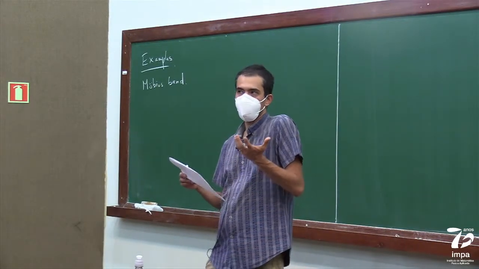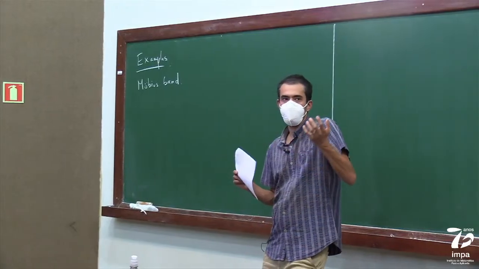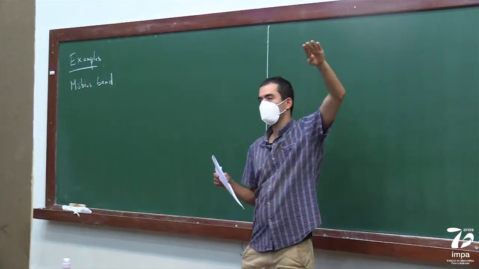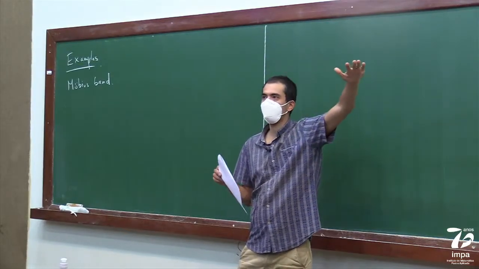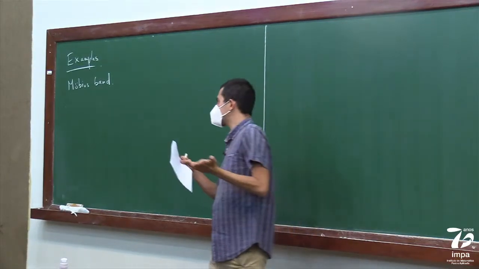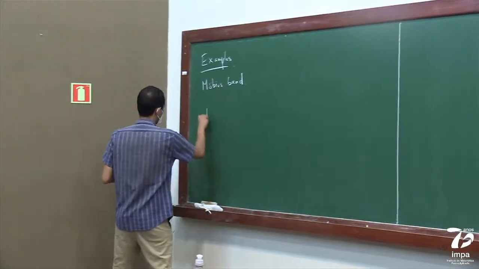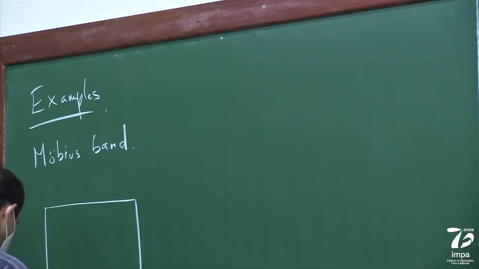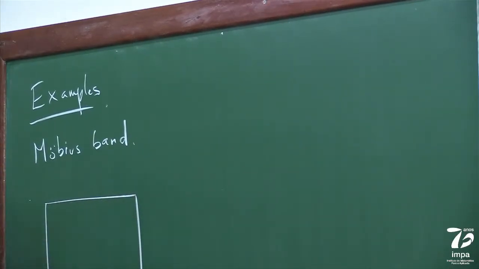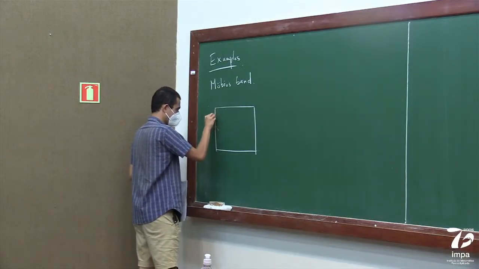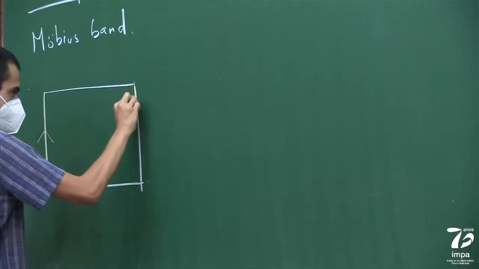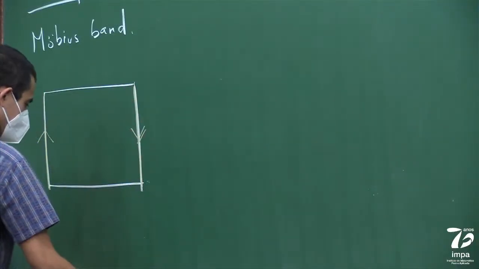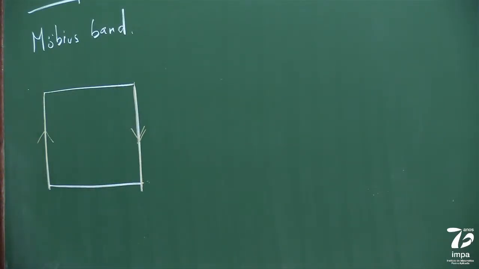So it's not possible to find an embedding of the Möbius band into R3 where the boundary is at constant height. So instead, I'm just going to write the Möbius band like this. I'm going to identify this side with this side. And I'm going to draw a Morse function here.